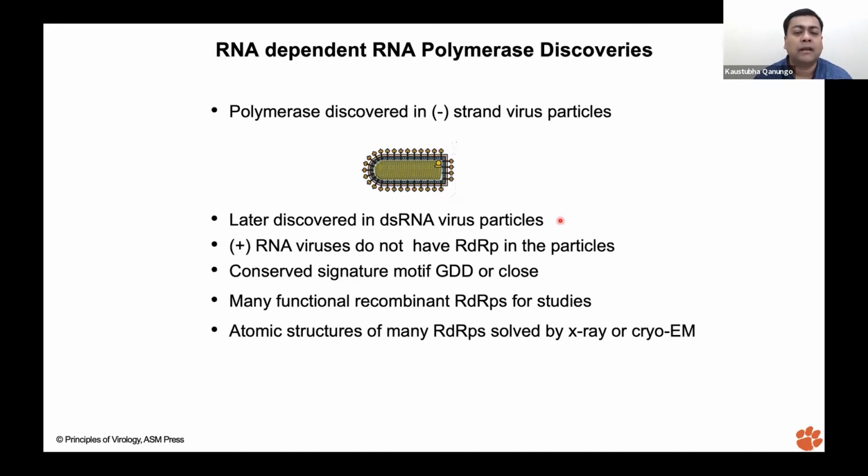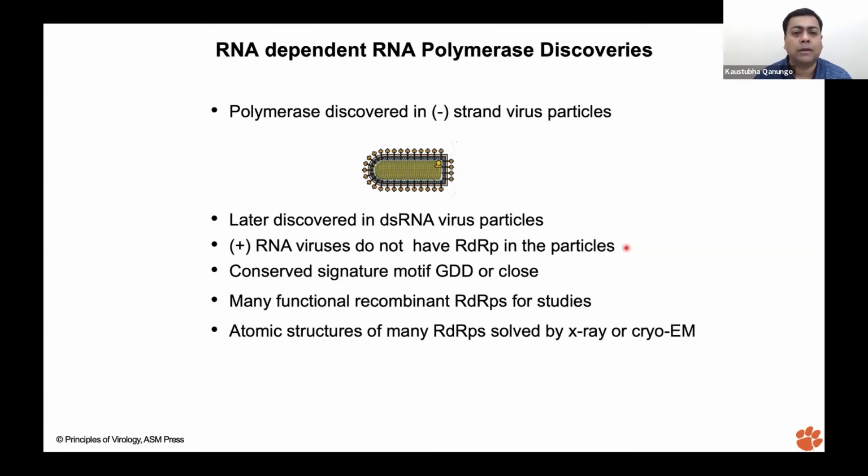In a eukaryotic cell, it is always DNA-dependent RNA synthesis, which we call transcription. So that's the difference. And we will abbreviate this as RDRP, RNA-dependent RNA polymerase. The plus RNA viruses do not have the RDRP in the particle. And we will see that because the plus RNA is itself an mRNA, the virus codes for the RNA polymerase.